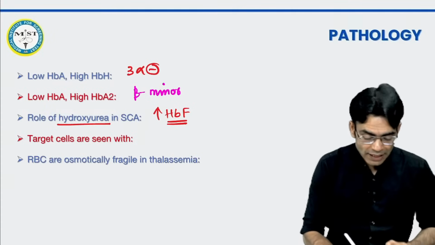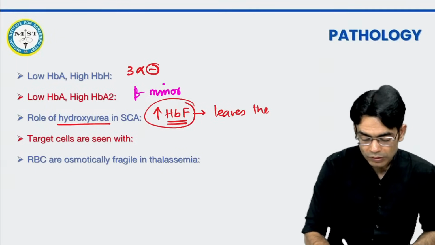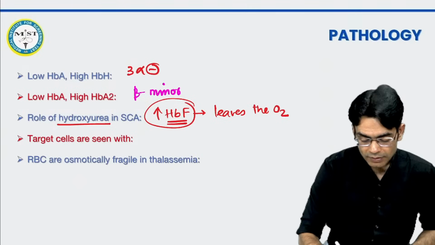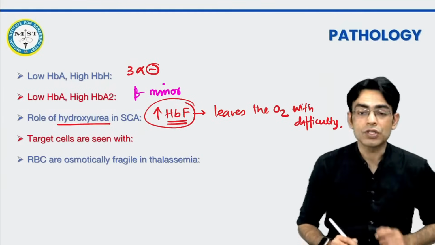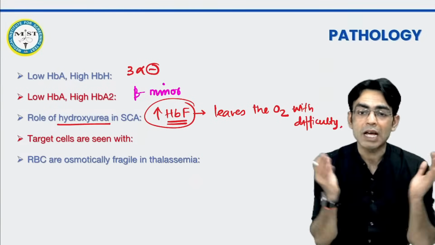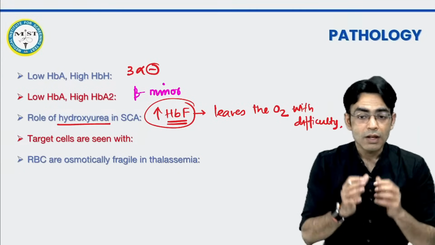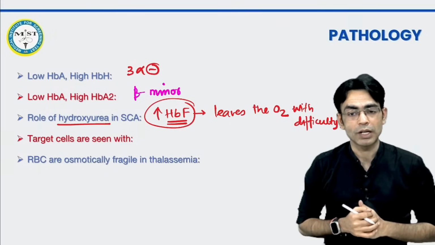Because HbF क्या करता है बेटा? HbF leaves the oxygen with difficulty. तो होगा क्या? जल्दी से ऑक्सीजन जाएगी नहीं. And whenever oxygen will not be left, the RBC will not sickle. HbF bind करके रखता है ऑक्सीजन से ज़्यादा टाइम तक. That is why we are giving hydroxyurea.